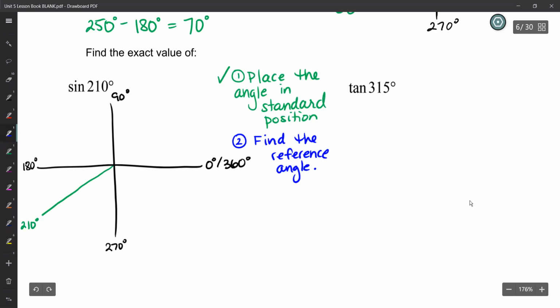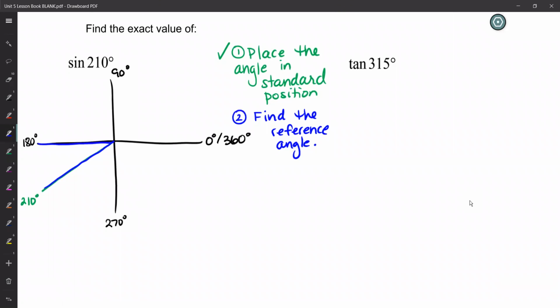Okay, so can somebody tell me how I would calculate the reference angle for 210? Lauren. Perfect. So I'm going to find the angle between 180, which is the closest horizontal, and my arm. So in our case, this will be 210 minus 180, and that should give us 30 degrees. And that's this angle inside here.